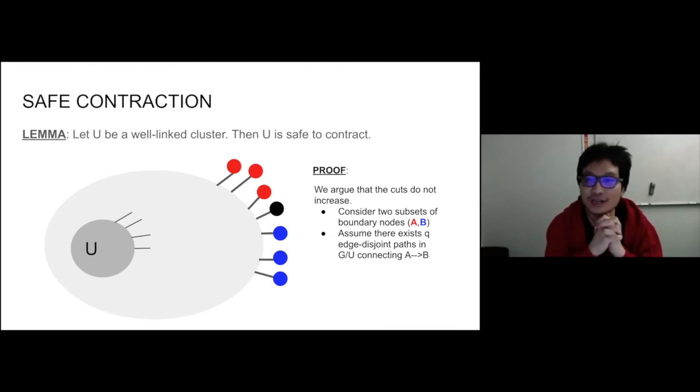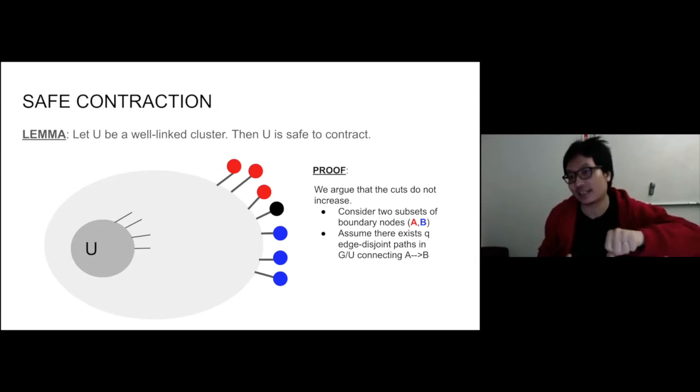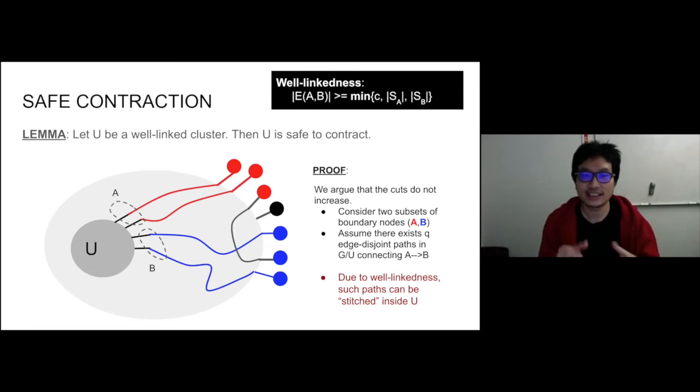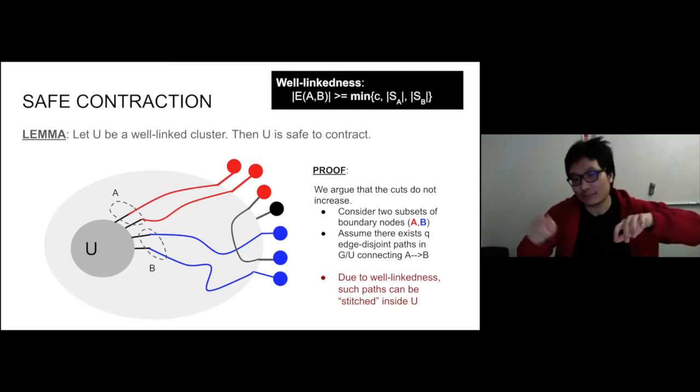So how do we prove that such a well-linked cluster is safe to contract? After I contract, definitely the cuts cannot decrease between terminals. I just need to show that the cuts also cannot increase. Now, I want to show that between any boundary nodes, the cuts after I contract do not decrease. So let's say the cut value is Q after I contract. Let's say in this picture, Q is 3. This means that there are 3 disjoint paths from the red terminals to the blue terminals. I show them in these 3 paths. These 3 paths connect them, the min cut between them being 3.